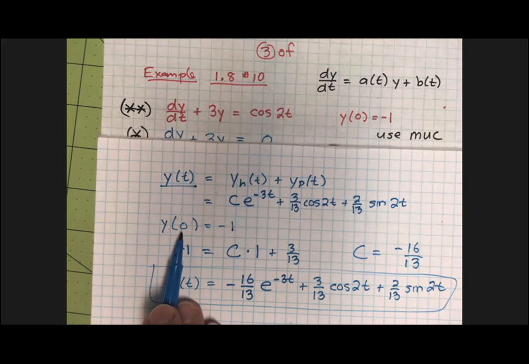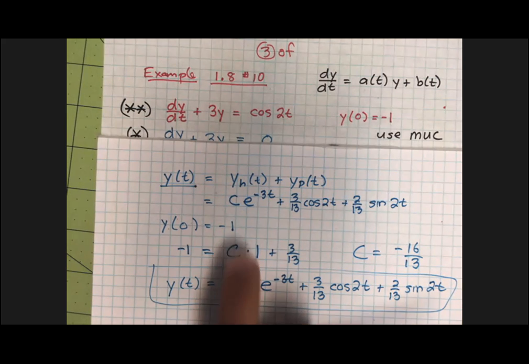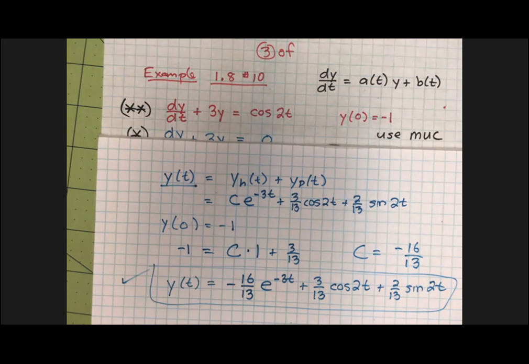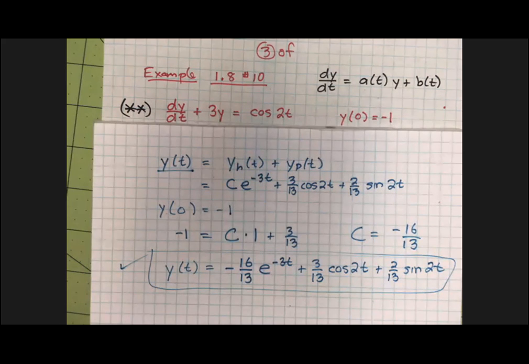Checking the initial condition is always required too, by the way. So when you put in 0 for t, you get minus 16/13 plus 3/13, but that's the way you built it, minus 1. Oh, by the way, this is what I wanted to say. This was the method of undetermined coefficients. If you tried to do this problem with the method of integrating factor, it would certainly work, but it would have been very messy.